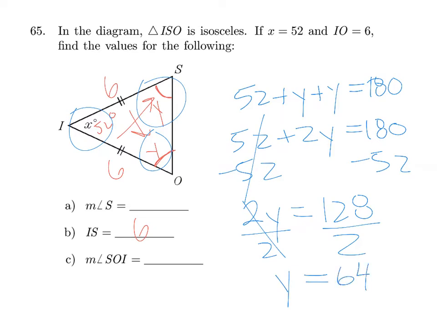So the measurement of angle S is 64 degrees, and the measurement of SOI is 64 degrees. That's all there is to it. And here I have SOI. That's this angle here, just to be clear.